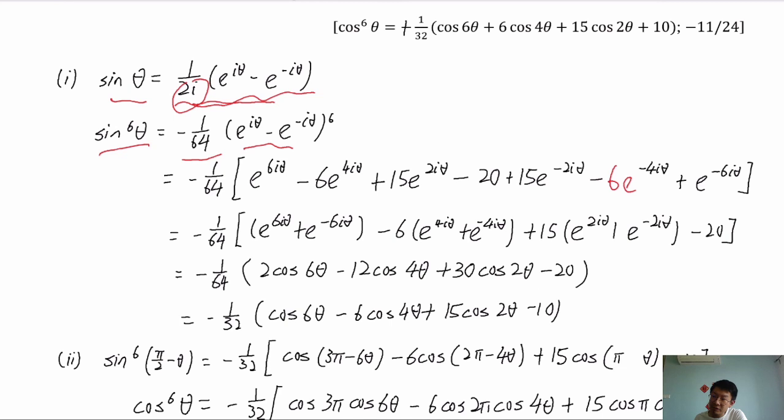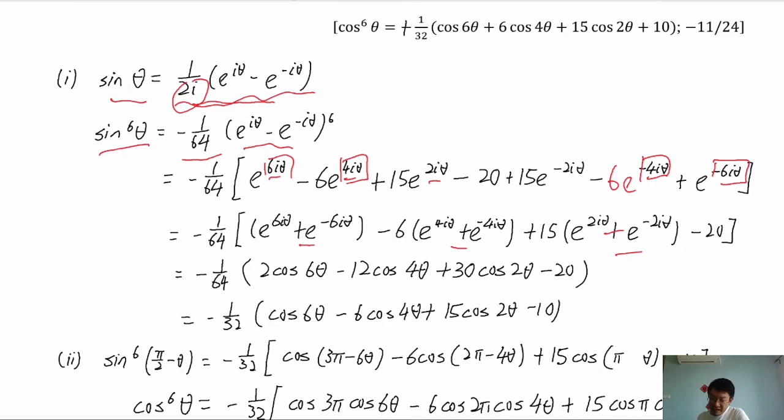The next thing we need to do is collect all the similar powers together. We can see here we have the 6, 4, and 2, and also the constant term. So just collect the 6 and the negative 6 together, and the 4 and the negative 4 together, and then we will have this nice expression here.